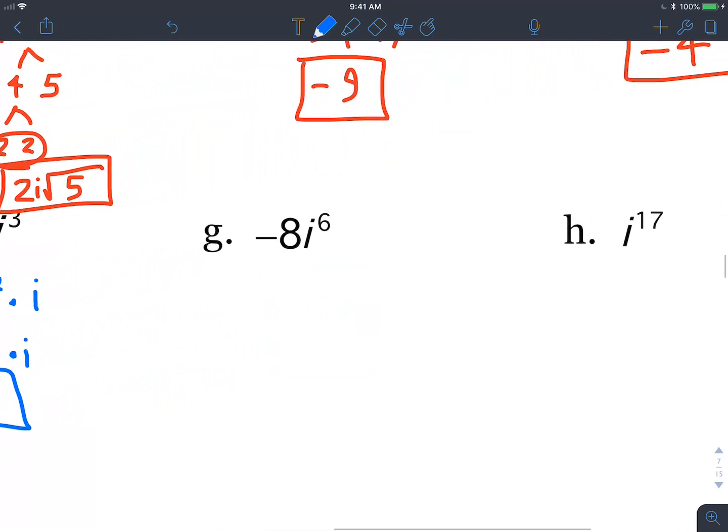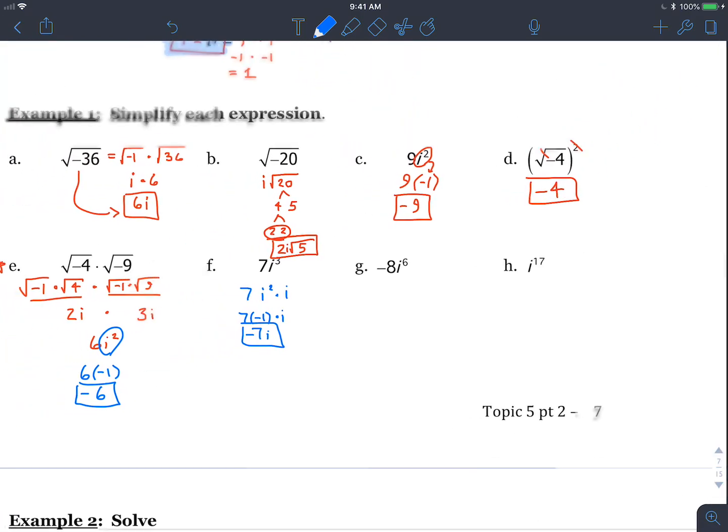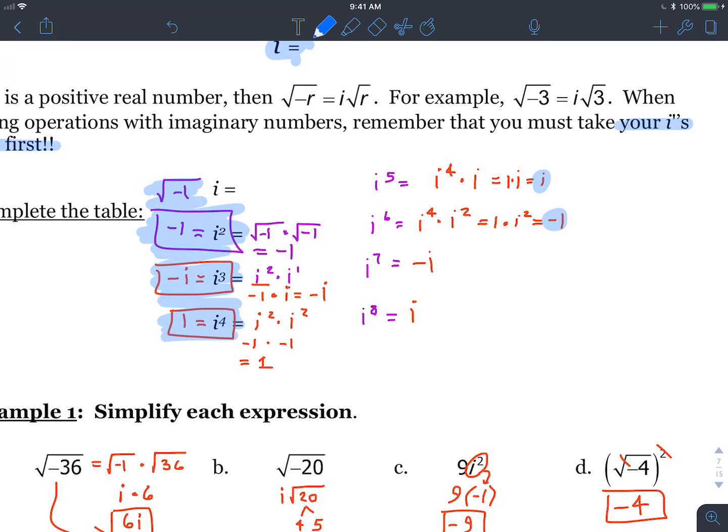Alright, let's see what's going on here with this one. So there's a couple of approaches we can do when we have i to the 6th right here. If we know our little pattern and how everything cycles through, we can say, oh, okay, i to the 6th is kind of like i squared right here. It matches up, so it's going to be negative 1.